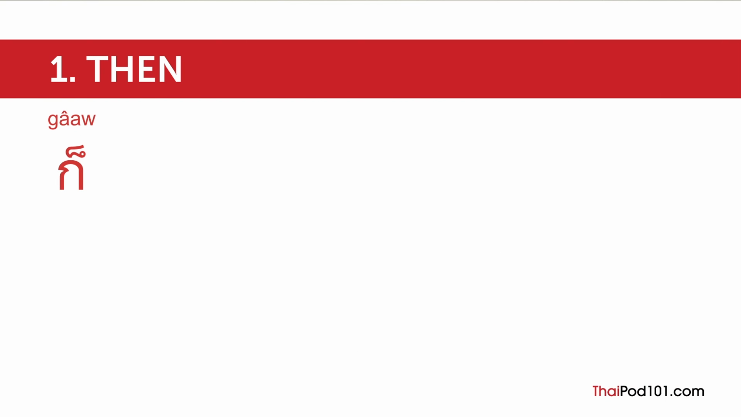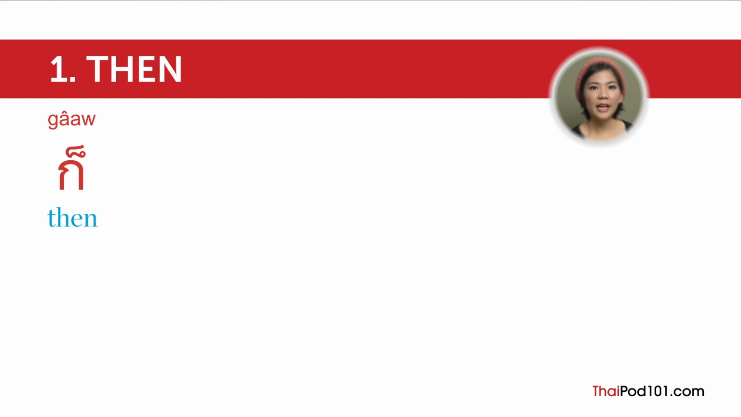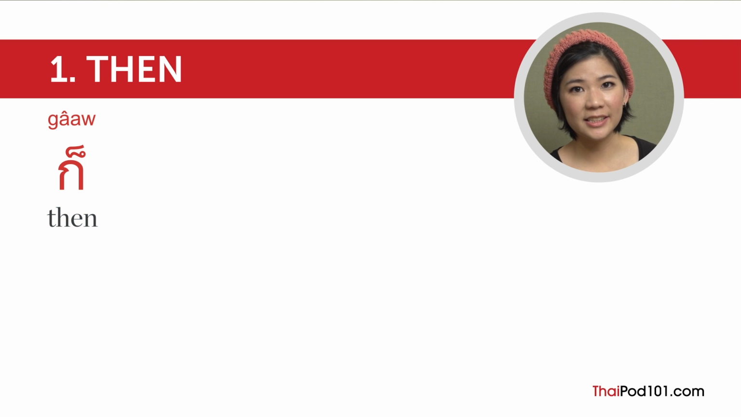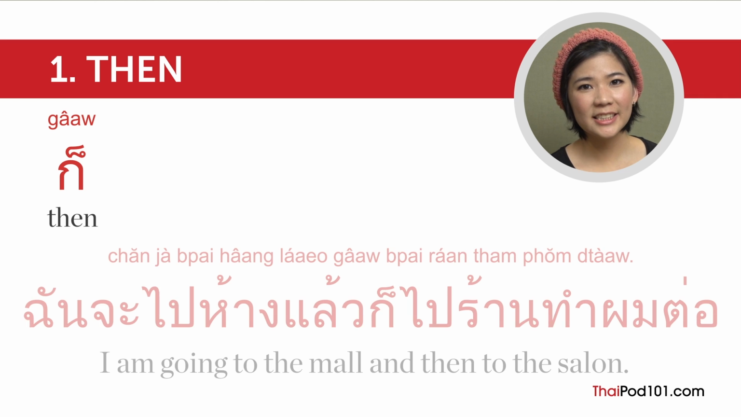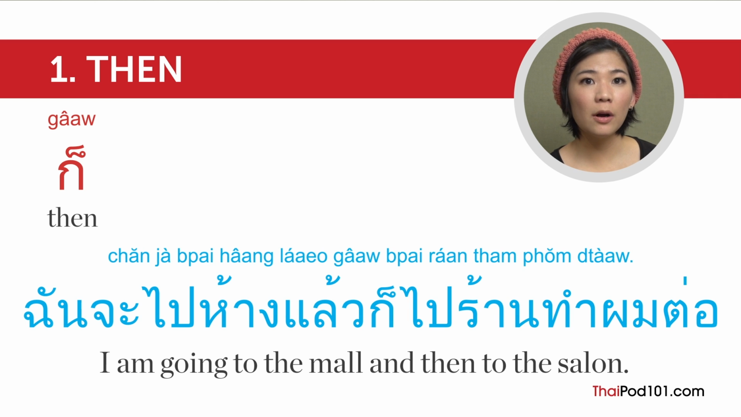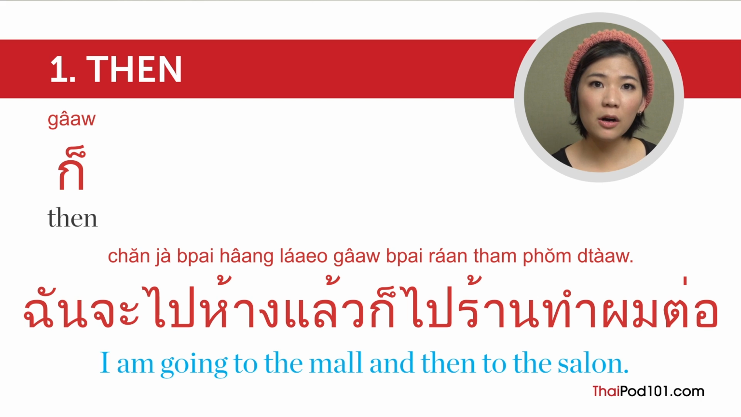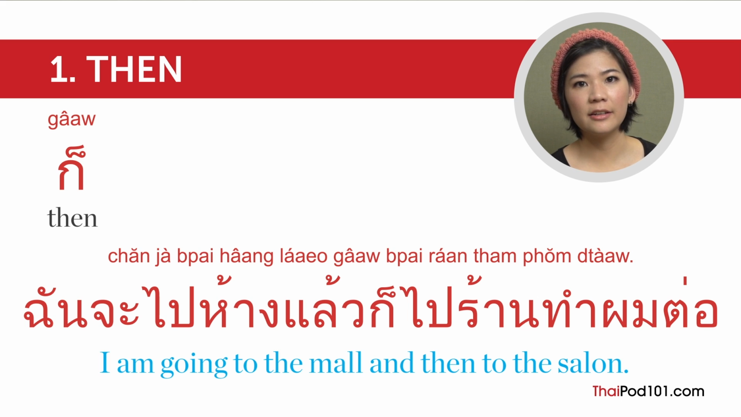One simple usage of ก็ is to use it to say then. It's a connection word in a sentence, just like the word then in English. For instance, ฉันจะไปห้างแล้วก็ไปร้านทำผมต่อ I am going to the mall and then to the salon.